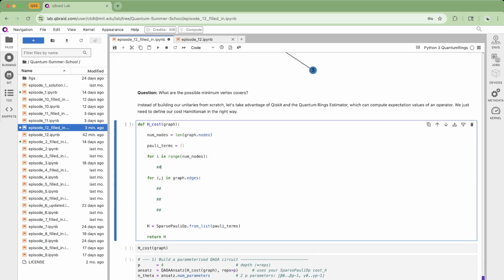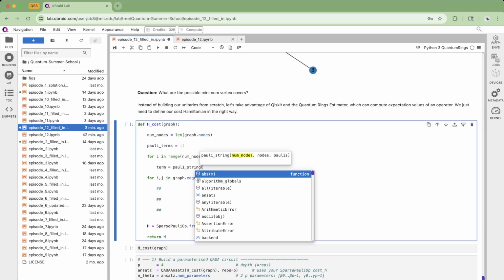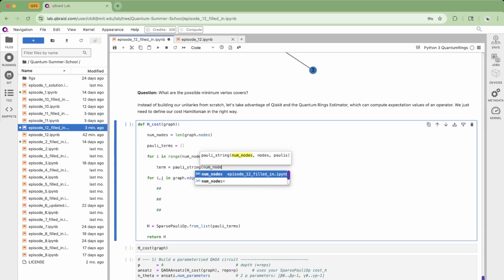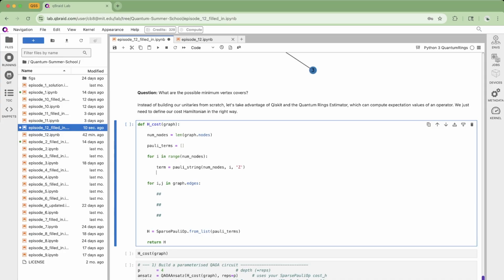So this is going to be a Pauli string. And then it's going to be on node i a Z, and then everywhere else that's not i is just going to be identity. So then we can append this.